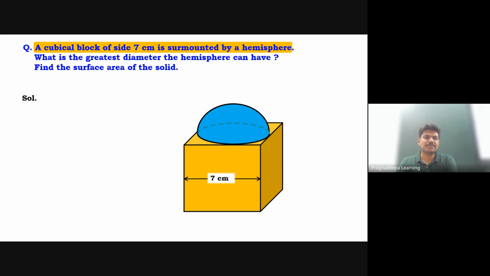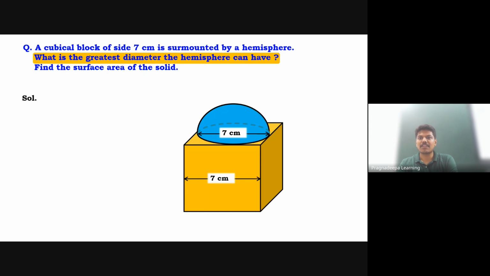Now, students, you need to tell what is the greatest diameter the hemisphere can have. This is the question mark, as you are aware. The maximum diameter that this hemisphere can have will be equal to the length of the cube, correct? Therefore, the greatest diameter will be equal to the side of the cube, which is equal to 7 centimeters. You are done with the first sub question here, correct? This is the only choice you have. There is no other choice left.